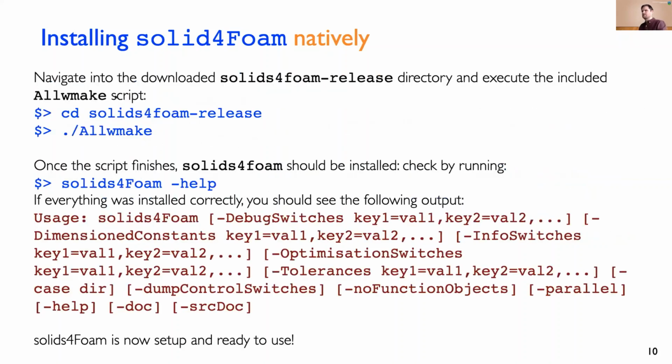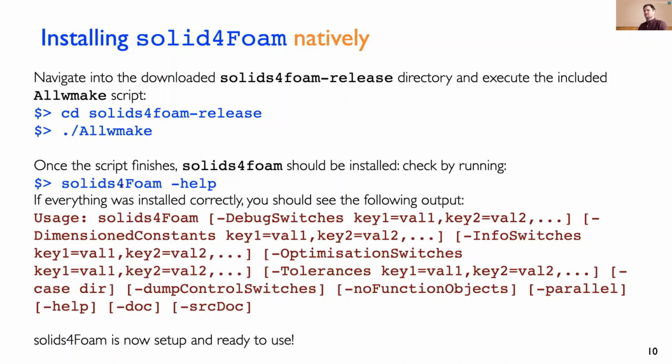After you download it, you'll have a folder called Solids4foam-release if you didn't give a name to the Git clone, or you can rename that to whatever you want. Inside that, there is an Allwmake script. Once you've sourced one of those versions of OpenFOAM, if you just run this script, it will compile Solids4foam. It should take only 5 or 10 minutes.